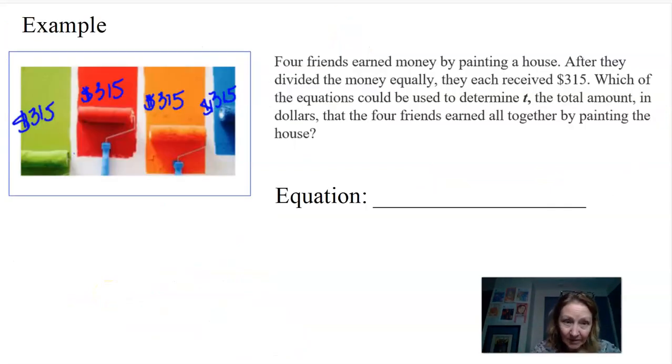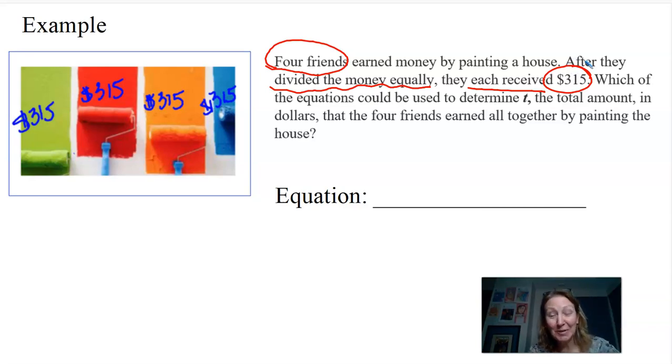Okay, here's another example that I want to do. There's 4 friends, so I'm circling the 4 friends. They earned money, and after they divided the money equally, you can see how much they each got. They each received $315. Oh, you might see this problem in the homework, which is why it looks like a multiple choice. Which of the equations could be used to determine T? You don't have any equations. We have to do it on our own.